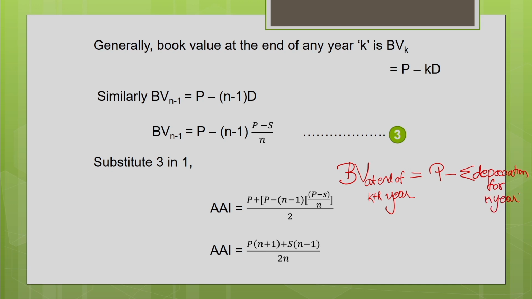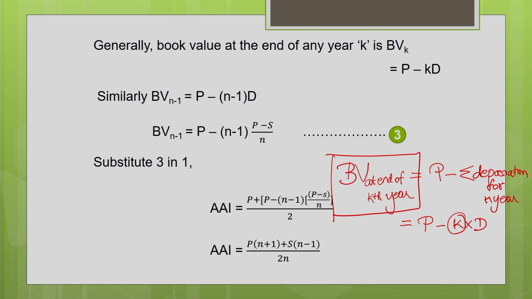Okay, so that will give you the current book value at the end of the kth year. When we follow the straight line depreciation, the depreciation is going to be the same for every year. So in that case, how to find that? P minus k into d, where d is the depreciation for every year using the straight line method. The number of years is k, so k into d. This will give me the book value at the end of the kth year.